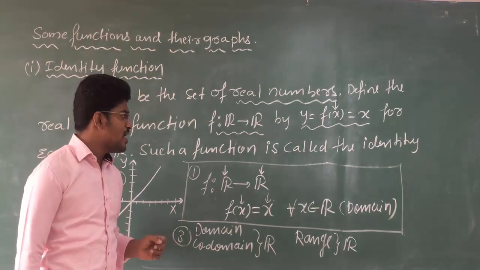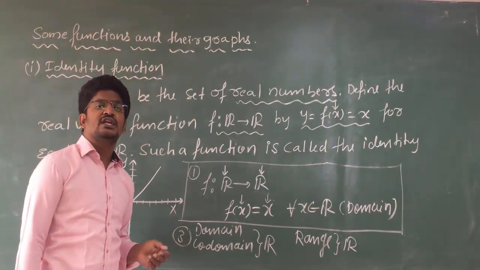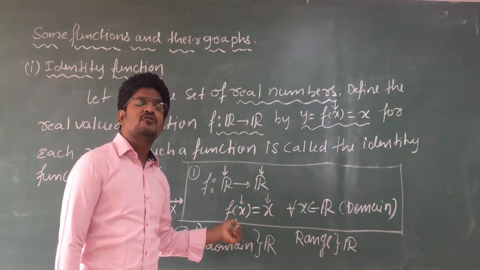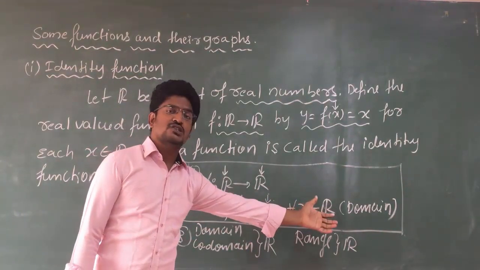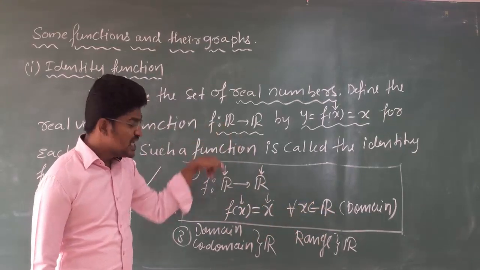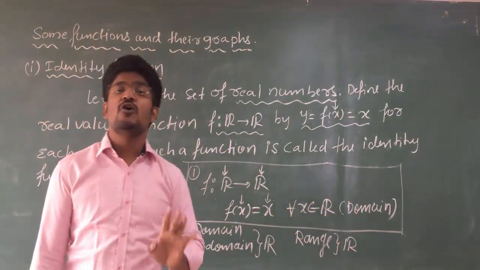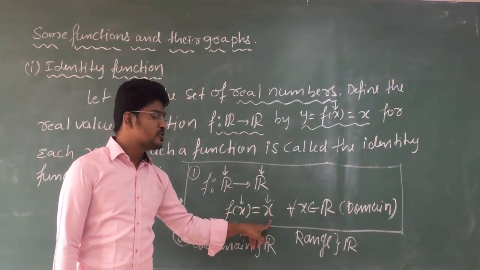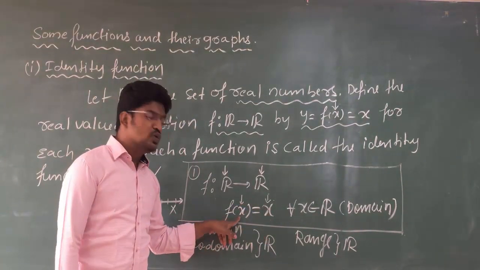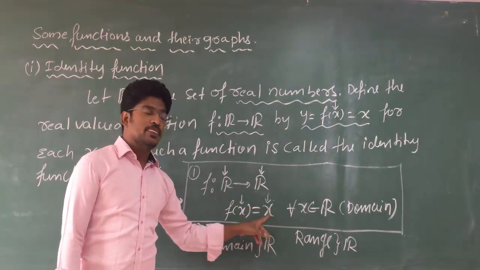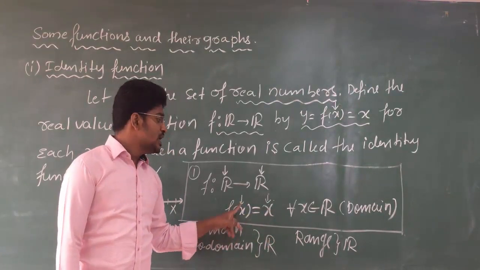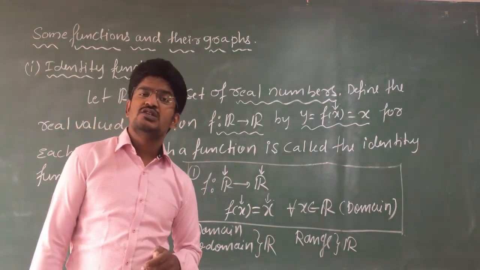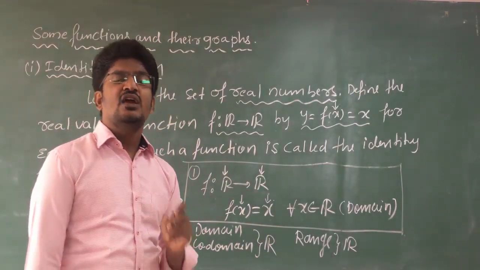I think you have understood about identity function. What is an identity function? f from R to R, defined by f of x equal to x for every x belongs to R. That means what is the input, that has to be the output. Please understand that. If I put 1 here, output must be 1. If I put 2 here, output must be 2. If I put minus 1 by 3, output must be minus 1 by 3. That type of function is called identity function.